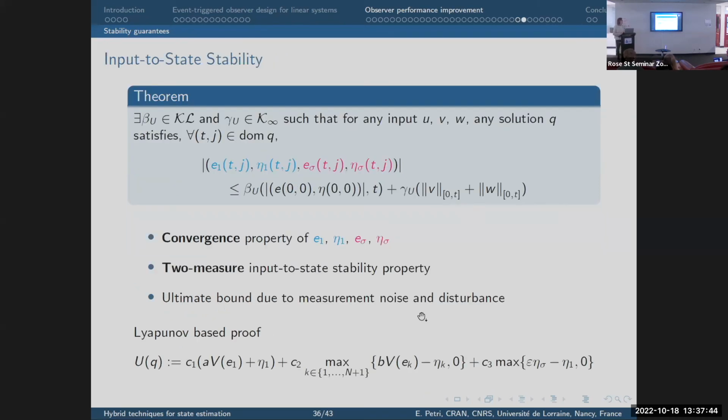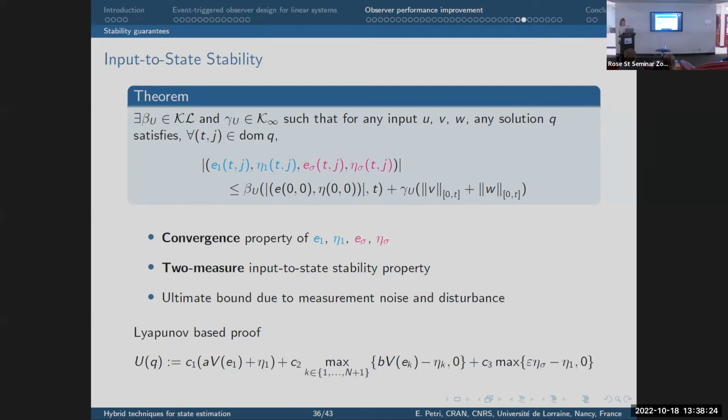And this is the main result of the work. In particular, we proved that the state estimation error of the nominal observer, as well as its monitoring variable, and also the state estimation error of the proposed hybrid multi-observer and its monitoring variable, are converging to a neighborhood of the origin. Indeed, we have this first term here. It is a KL function that goes to 0 as the time goes to infinity. And we have this other term here that represents the ultimate bound of the convergence, so the size of the neighborhood of the origin where we will converge, and it depends on this disturbance input V and on the measurement noise W.